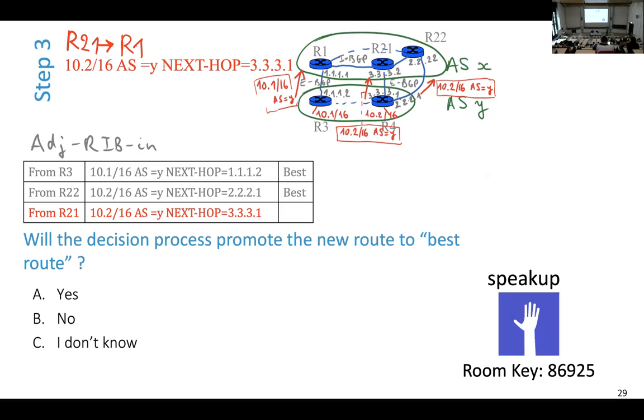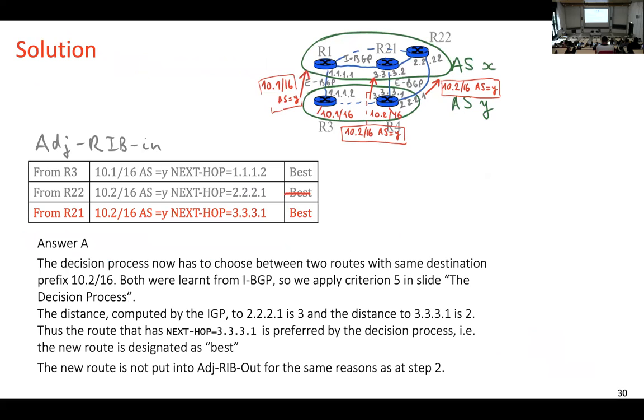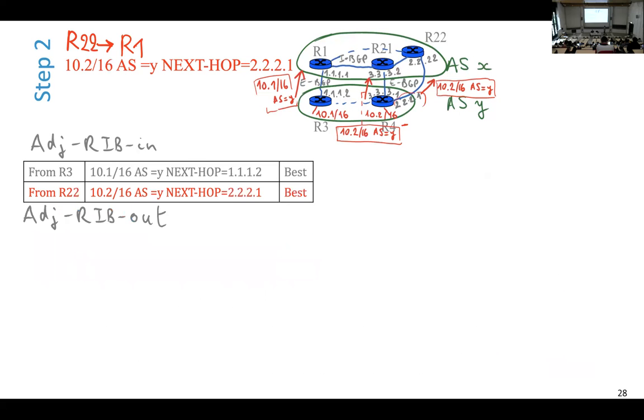No, I will close the poll in a second. Oh, the majority says A, which is the correct answer. So why is that? Well, let me go back to the common rule.